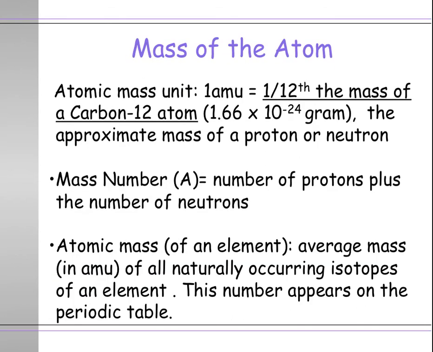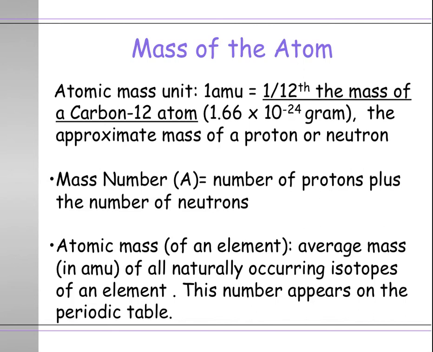The mass of an atom is measured in an atomic mass unit, which is an extremely small unit. It's not something we can just throw on the balance and say, hey, here it is. So 1 AMU equals 1/12 of the mass of a carbon-12 atom. So it is roughly 1.66 times 10 to the negative 24 grams. We do not have a balance that can measure that low. So this is the approximate mass of a proton or a neutron.